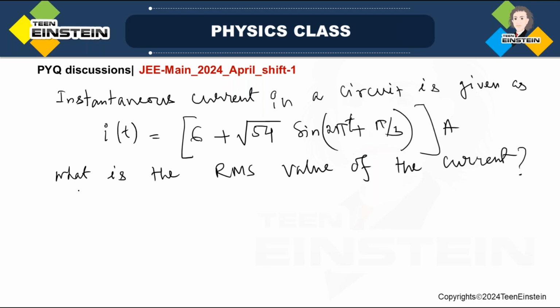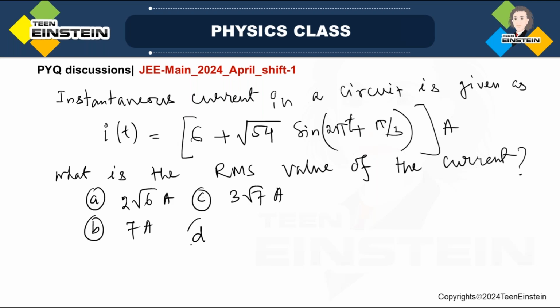So the options are: option A is 2√6 ampere, option B is 7 ampere, option C is 3√7 ampere, and option D is 6√2 ampere.